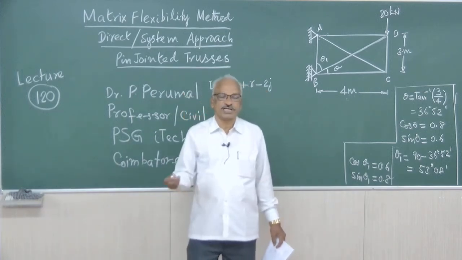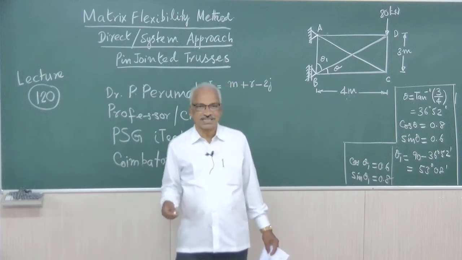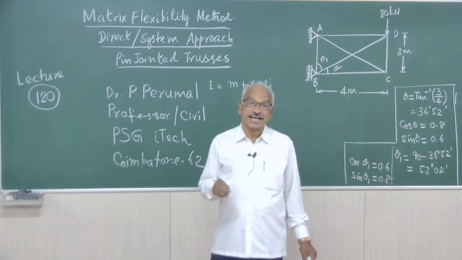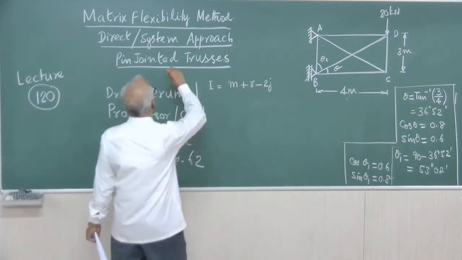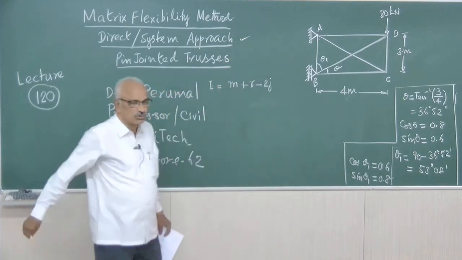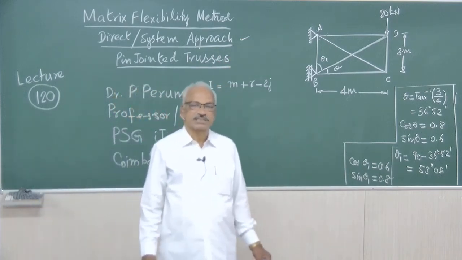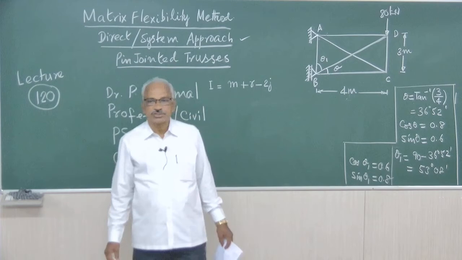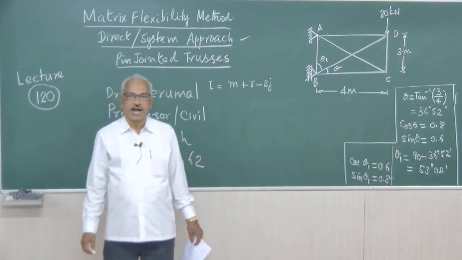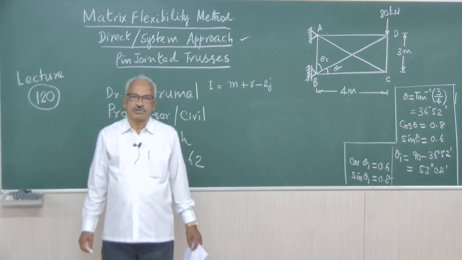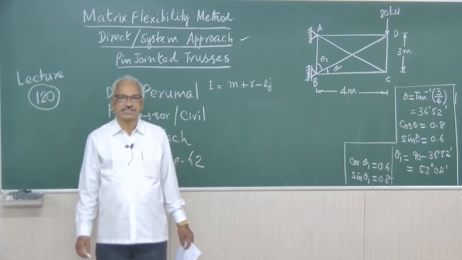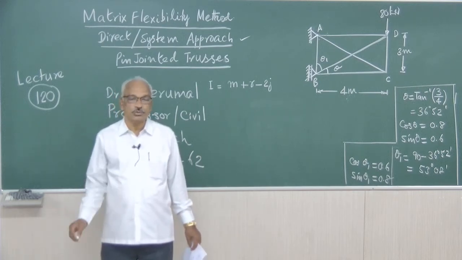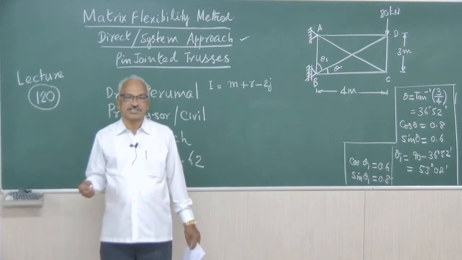In the past few lectures, we are discussing the matrix flexibility method. We are following the direct approach or system approach. So far we have discussed propped cantilevers, continuous beams with static indeterminacy equal to 1, continuous beams with static indeterminacy equal to 2, and then we have done problems on portal frames, and in lecture number 119 one more frame subjected to UDL, of course with the degree of static indeterminacy equal to 2.